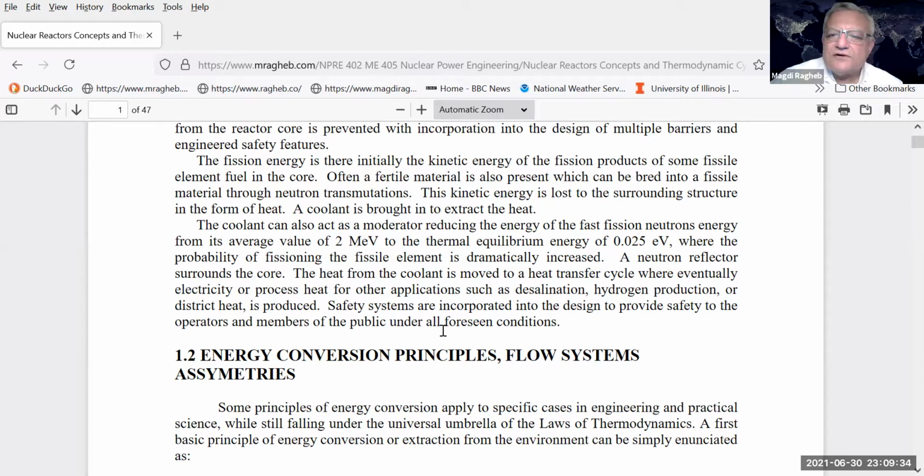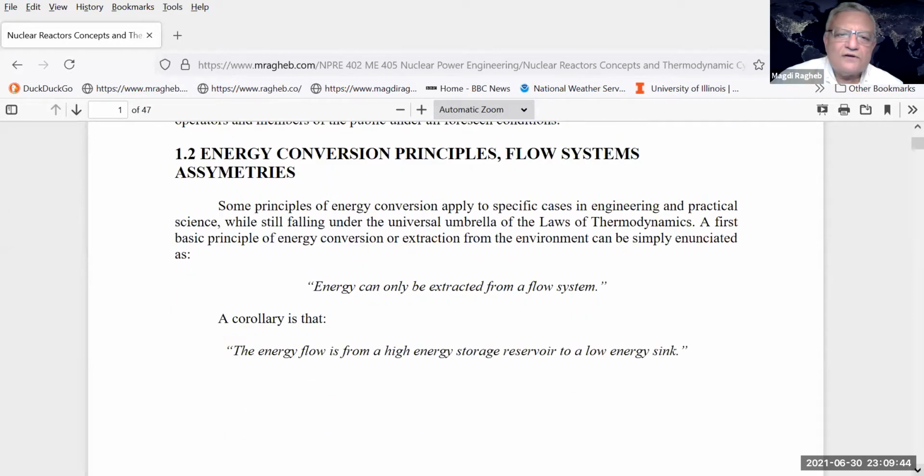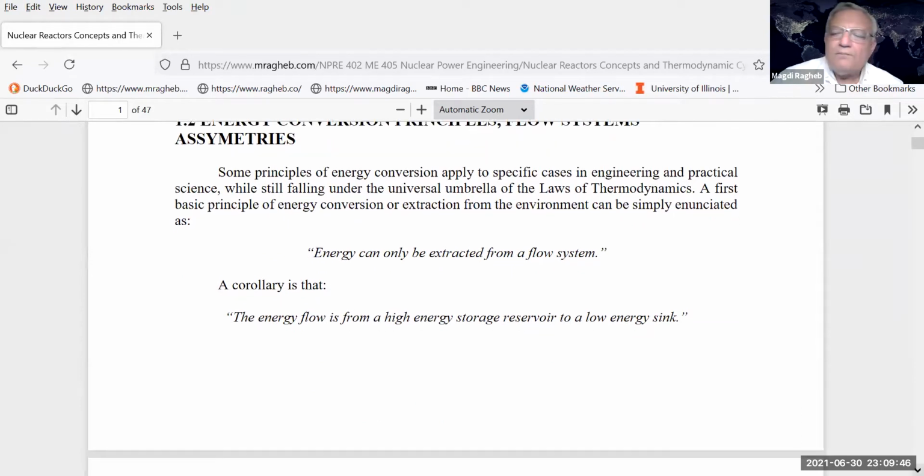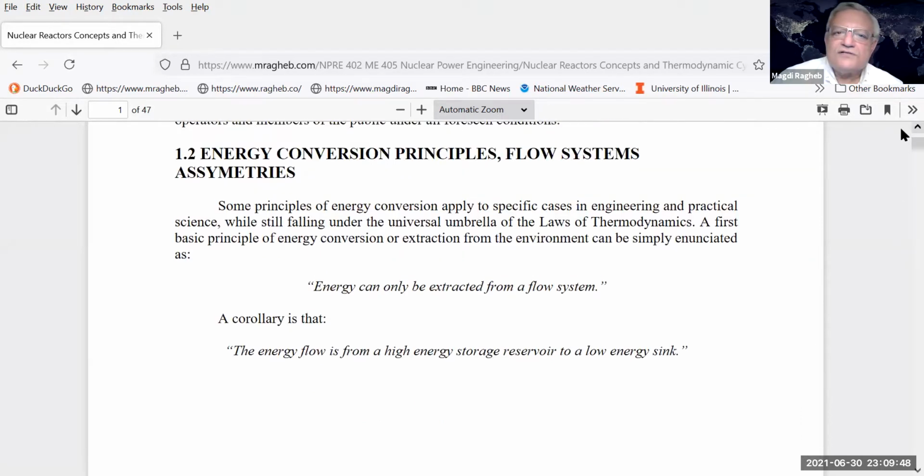Safety systems are incorporated into the design to provide safety to the operators and members of the public. Along this line, you'll find that the laws of thermodynamics apply, but here we are really interested in energy conversion. And in energy conversion, we can extract energy from the environment and convert it from one form to another. There are some general principles.